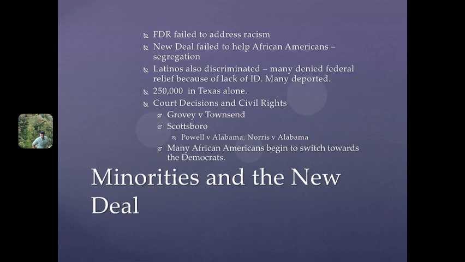Powell versus Alabama dealt with capital cases. It was common at the time in Alabama for a black man who had raped a white woman to get the death penalty, so it was a capital case. In those cases, a lawyer was to be provided if you wanted one. We'll talk about Gideon v. Wainwright down the road, but that wasn't always the case before that. Norris versus Alabama upheld the idea that you should get a jury of your peers, so if you're a black guy, you shouldn't get an all-white jury. That was the idea there.